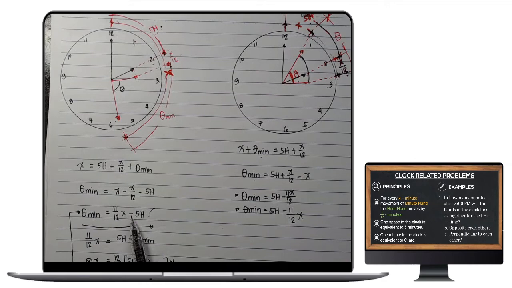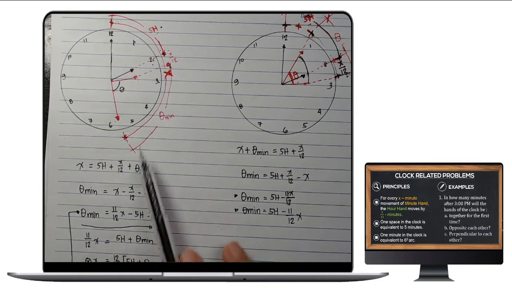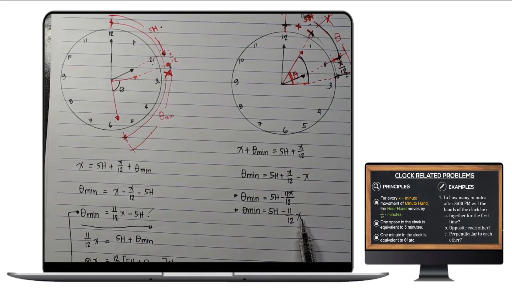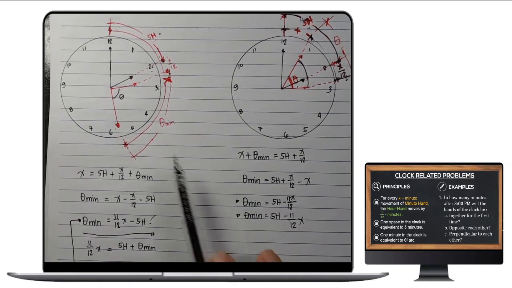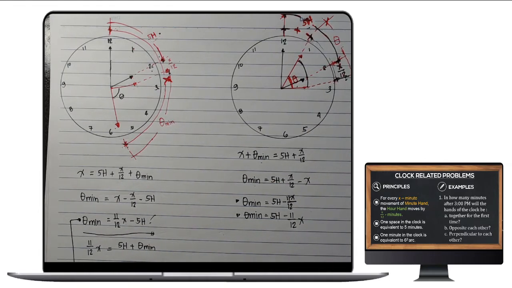So, pwedeng 11 over 12x minus 5h or 5h minus 11 over 12x, whichever comes first. Pag nauna si minute hand, 11 over 12 yung nasa unahan, o yung may x. Pag nauna si hour hand, yung may x ay nasa likod. So sa madaling sabi, for the technique itself, para madaling matandaan, titingnan natin sa clock kung sino ang mauuna. Pag nasa unahan yung minute hand, nasa unahan si 11 over 12x. Pag nasa hulihan yung minute hand, nasa hulihan din si 11 over 12x.